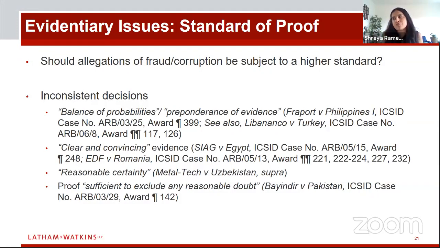There are other views as well, such as in Binder versus Pakistan, where the tribunal required the evidence to sufficiently exclude any reasonable doubt. The exclusion of reasonable doubt is more akin to a criminal standard rather than a civil law standard. So it's obvious from a number of cases on the issue that the standard of proof is quite high, and it places a heavy burden on the party alleging corruption. It's insufficient to just make the allegation and support it with prima facie evidence.